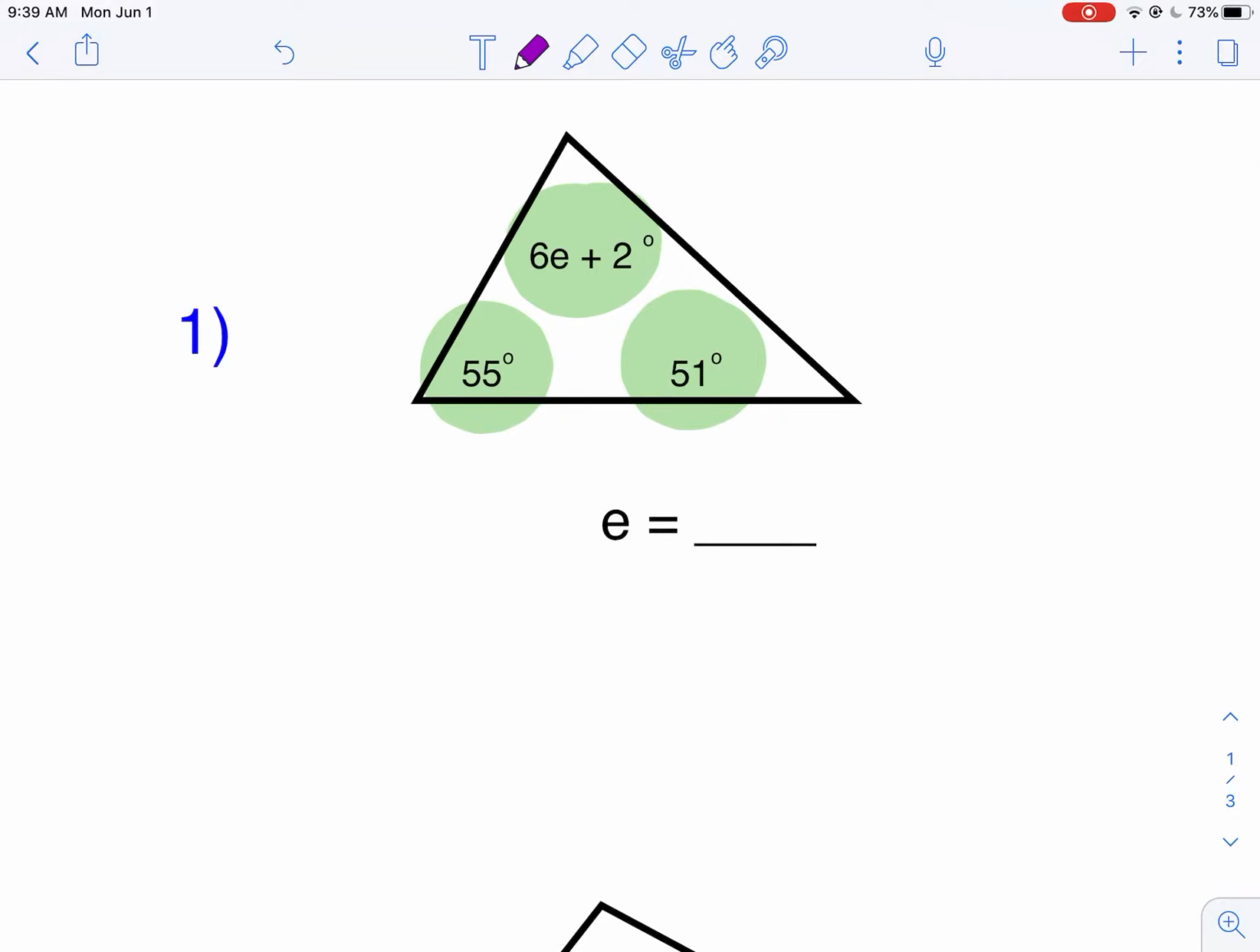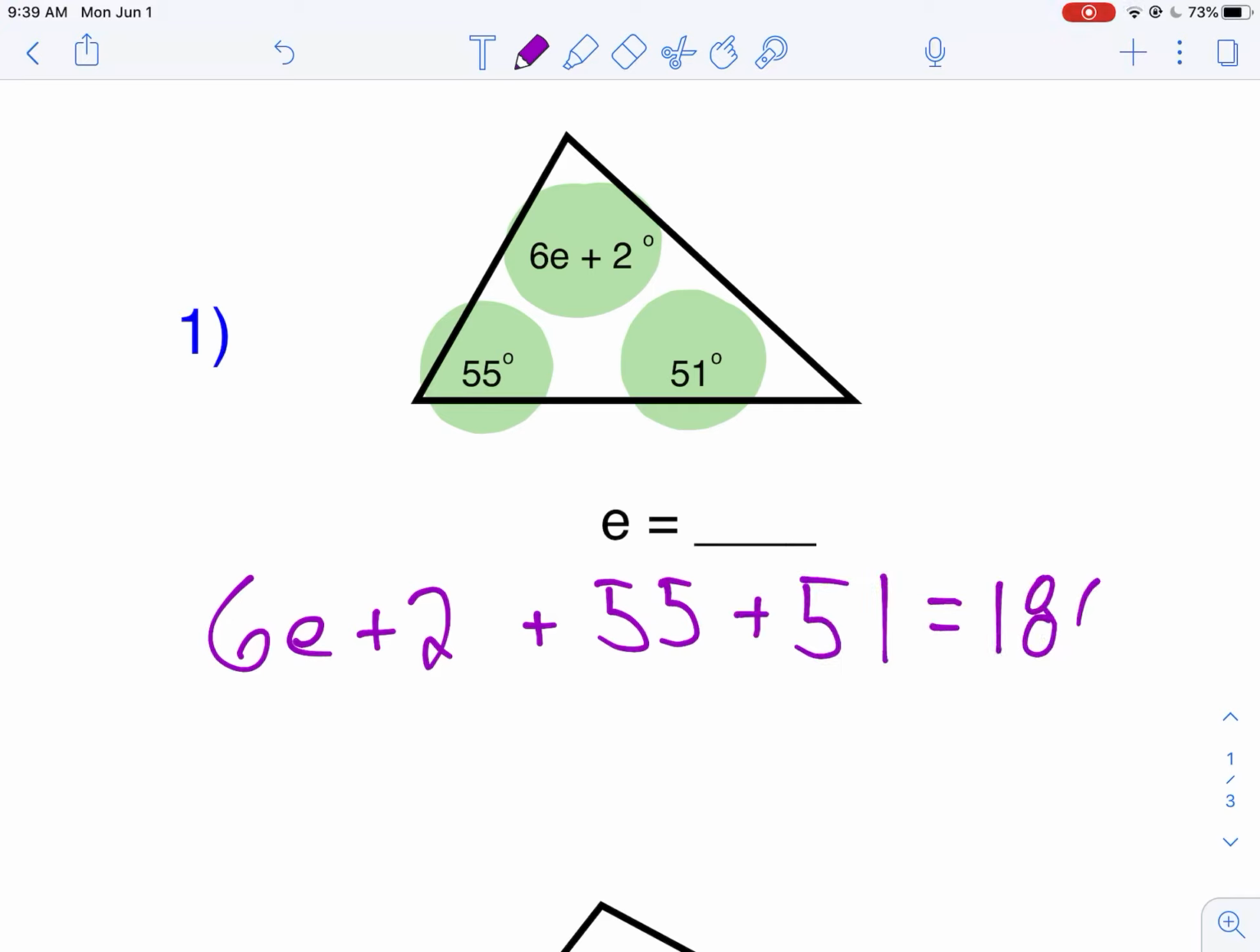Let's take a look at this first one here. Now I know when I add up all of these, whatever they are, they have to equal 180 degrees. So the way to set it up, I'm going to do 6e plus 2 plus 55 plus 51, and they all equal 180 degrees. So I've just written myself out an equation. And now my goal is I want to solve for the variable. I want to figure out what e equals. So to do that, I want to combine my constant terms first. So 2, 55, and 51. So that would be 108.